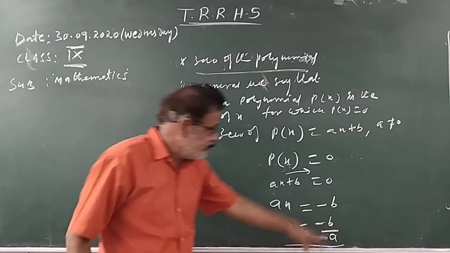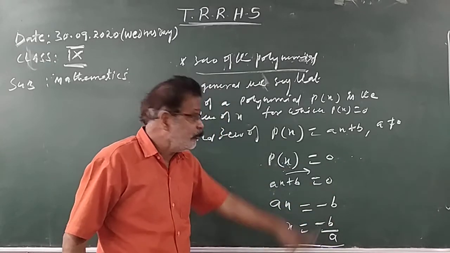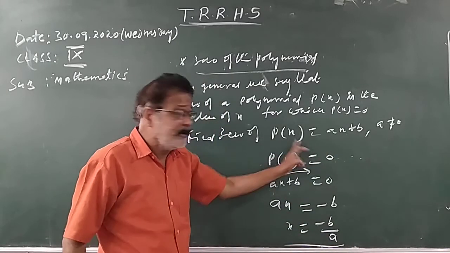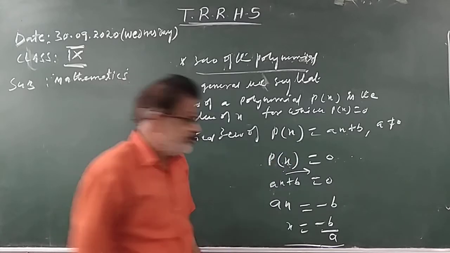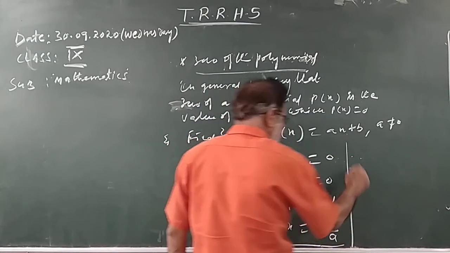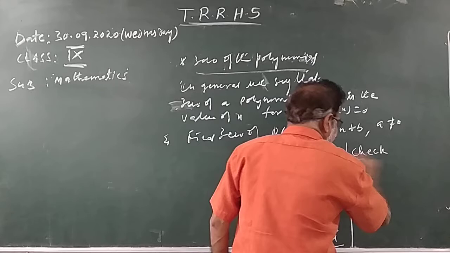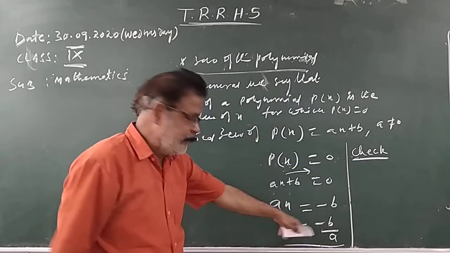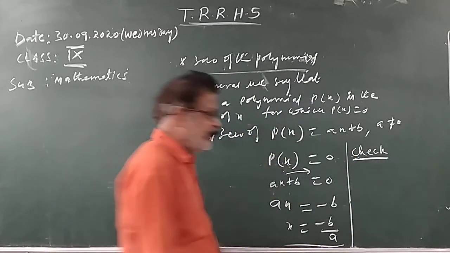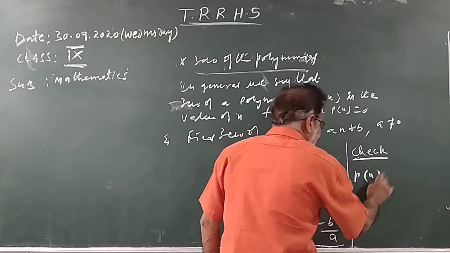For what value of x will it be 0? Minus b by a. When you put x is equal to minus b by a, the value of the polynomial becomes 0. Check, if you want, whether it is 0 or not. Check whether minus b by a is the zero of this polynomial or not. So p of x is equal to what is given?